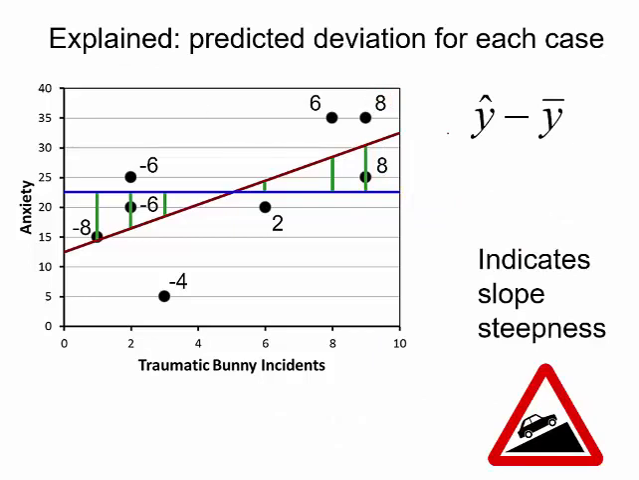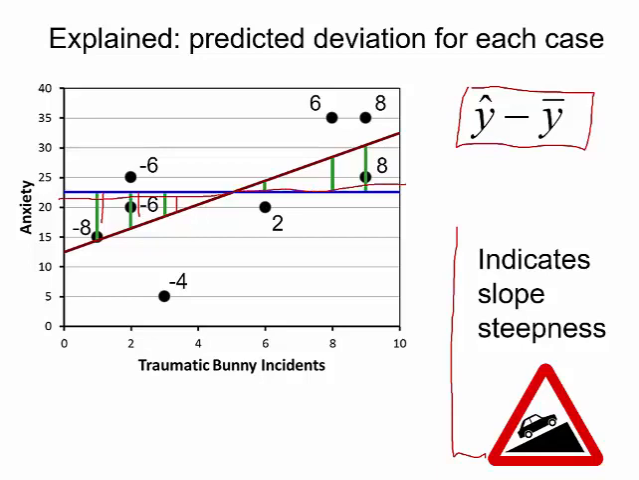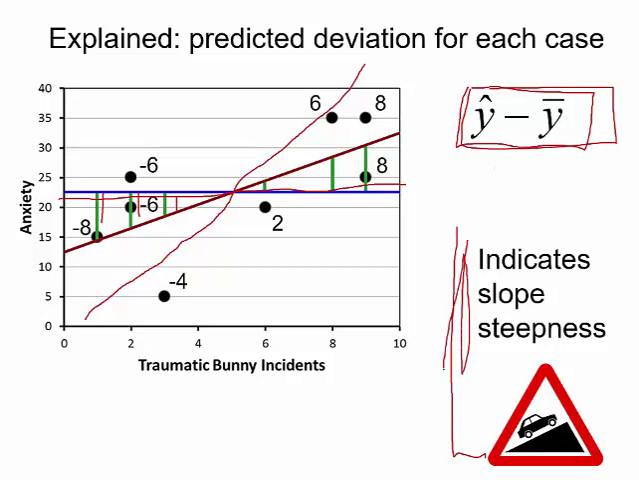So I just went back to that previous slide, noting that our explained variance is predicted y minus y bar. And I just want to note that this is measuring slope steepness, that the length of these green lines is measuring how steep the slope is. If I had a flat slope, if the slope was just going really flat like this, then those green lines would be very, very short. If I had a really steep slope, maybe something like this, then the green lines would be longer. So the steeper the slope, the longer those green lines. The flatter the slope, the shorter the lines. So this equation, y hat minus y bar, is an indicator of slope steepness.